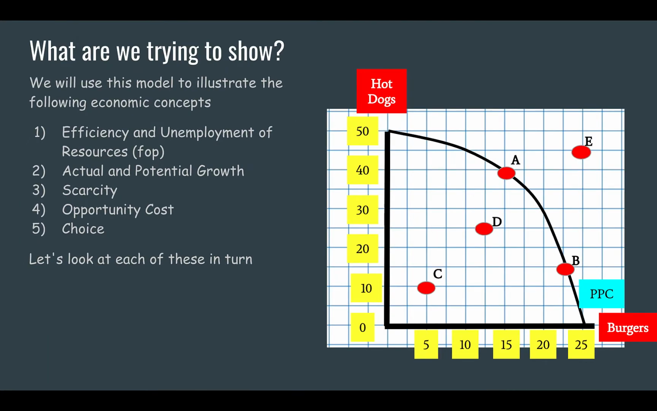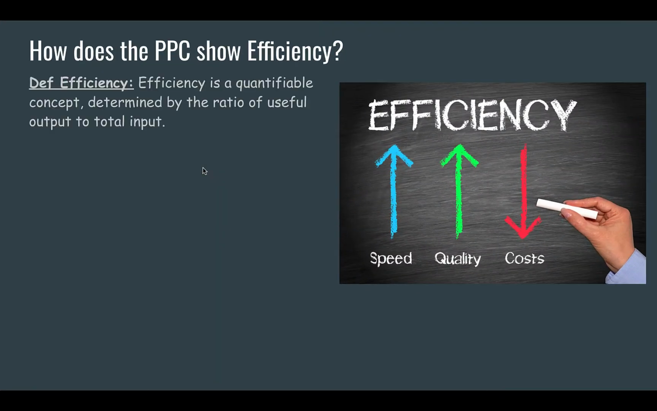Now, we've got a few things to understand. Efficiency we'll look at in a second, and unemployment of resources, but there's a difference between what we call actual and potential growth in this model. So please just keep that in mind as we go through. And as always, we should start off by defining what we're talking about. It's a good idea to know what we're talking about before we talk about it.